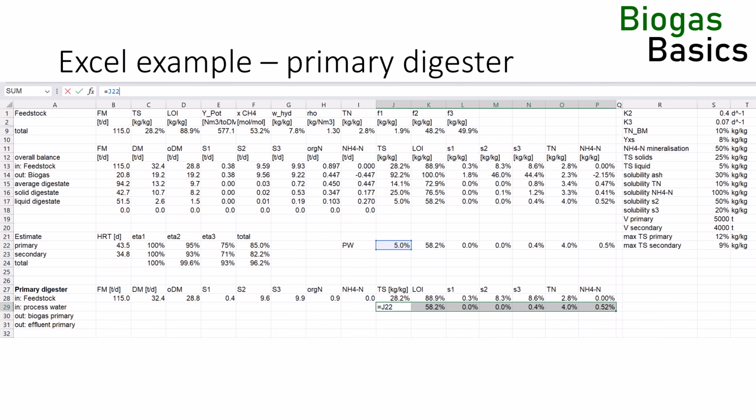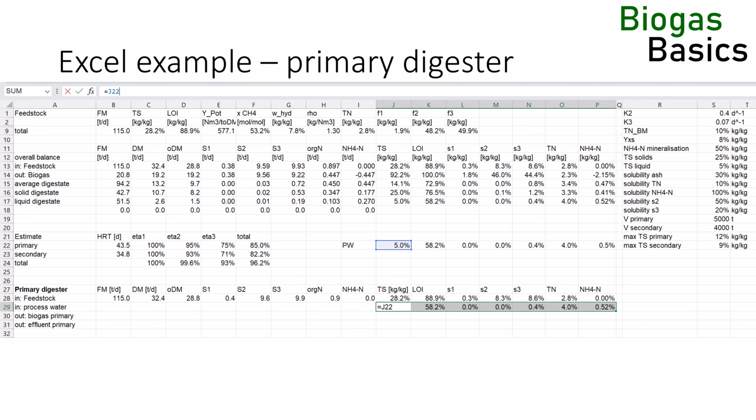The inlet flow to the primary digester is the feedstock. We know its mass flow and composition. We also know the current estimate of the composition of the process water going into the primary digester. Normally, we would now calculate the biogas production and average digestate, and then use the dilution rule of levers to calculate the process water required for dilution to the target TS.